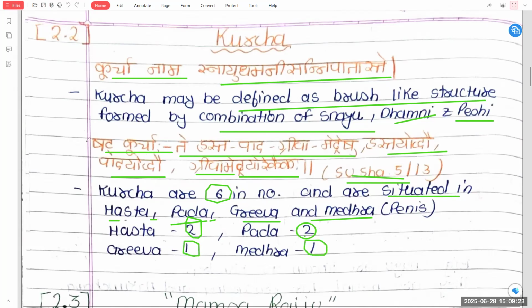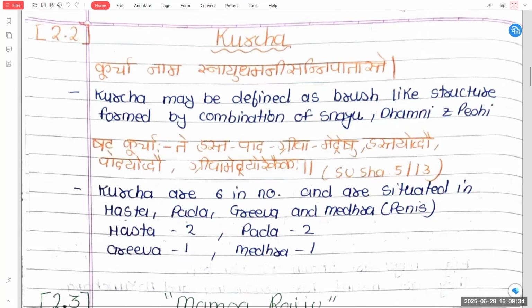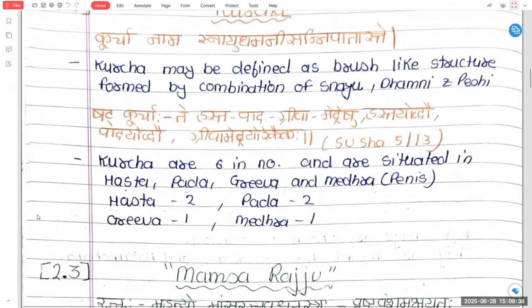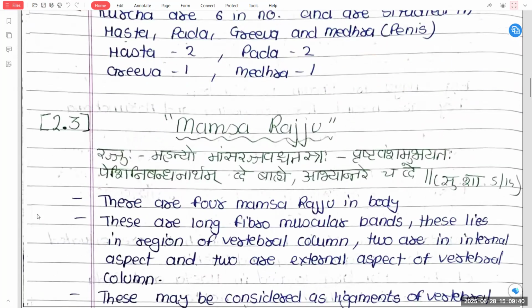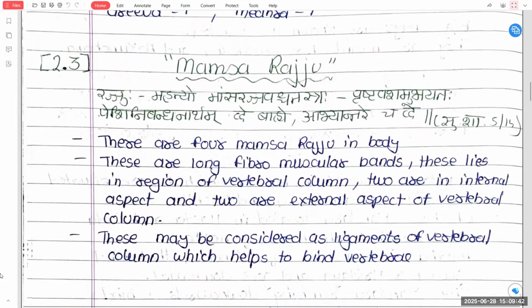Okay, so Shat Kurchaha. Now this is an important topic for the MCQ. This chapter basically is full of numerology and definitions only. So you might be asked many MCQs from this chapter. Next, Masa Rajju.